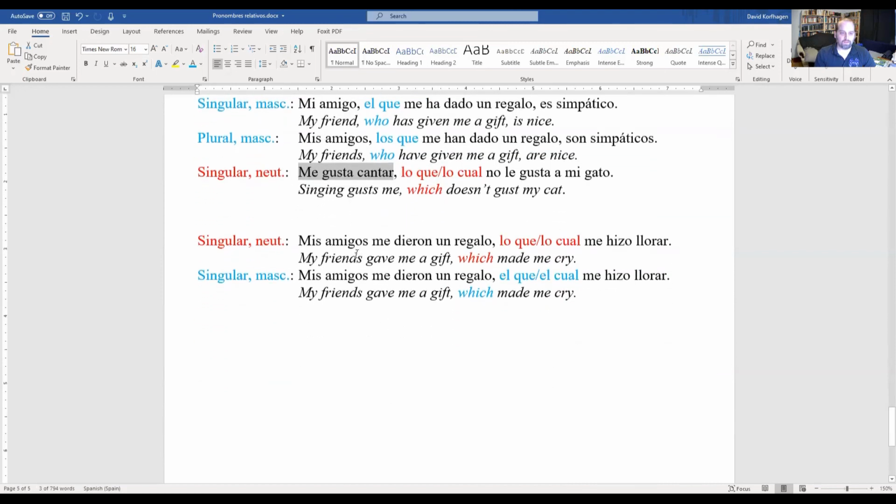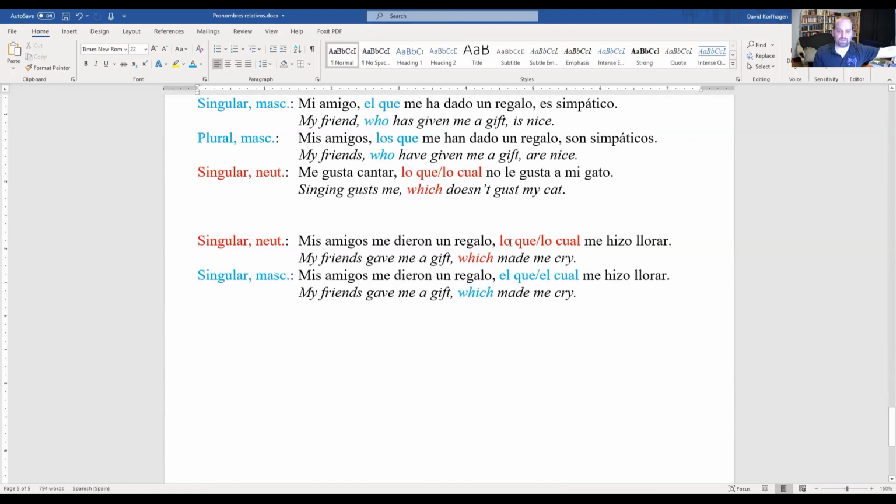And then an interesting case here where we can see how Spanish is more clear than English. All right, so let's take mis amigos me dieron un regalo, lo que me hizo llorar. Right, so it's my friends gave me a gift, which made me cry. And then mis amigos me dieron un regalo, el cual me hizo llorar, which would be my friends gave me a gift, which made me cry. Same. Notice it's the same in English in both cases. But Spanish has that difference there.